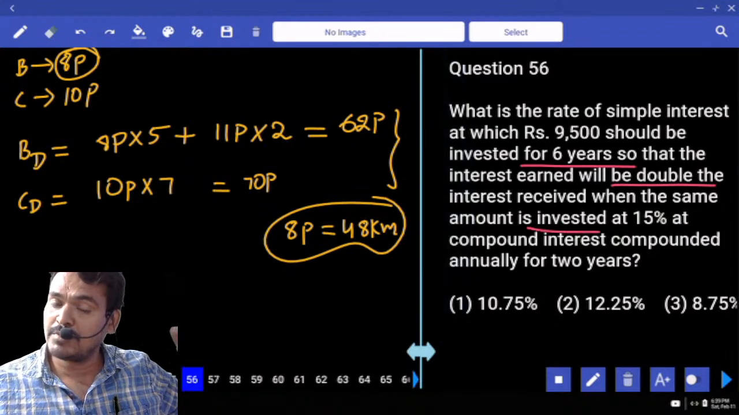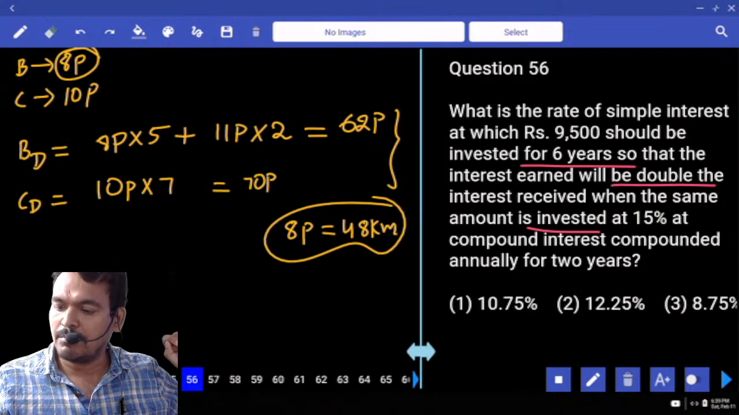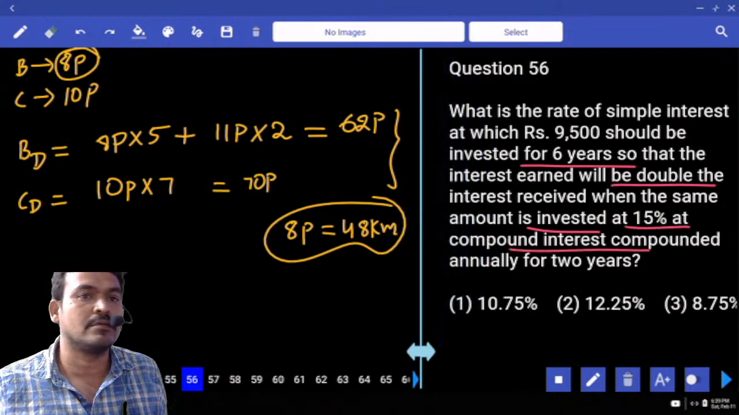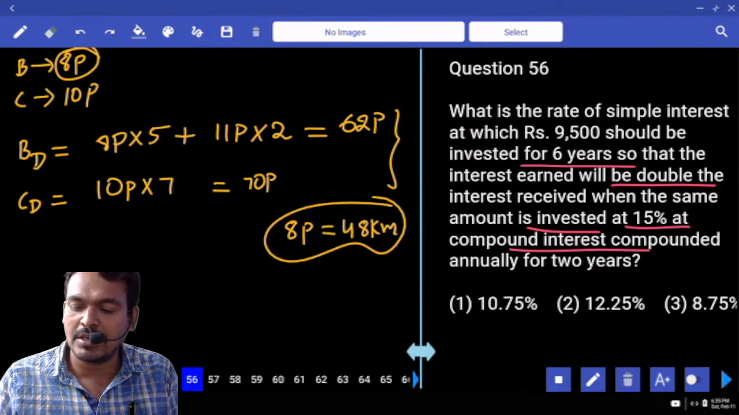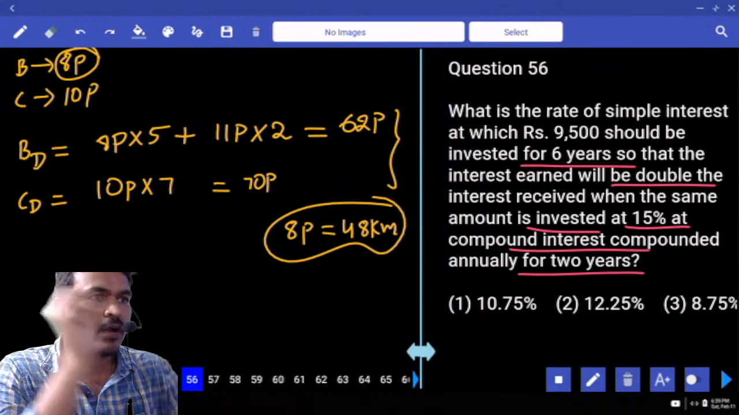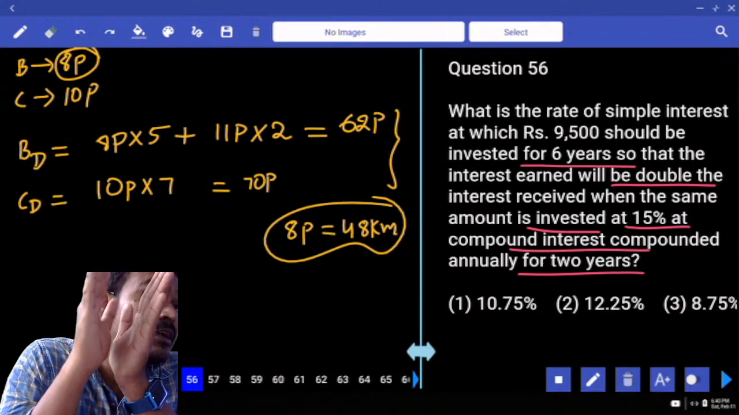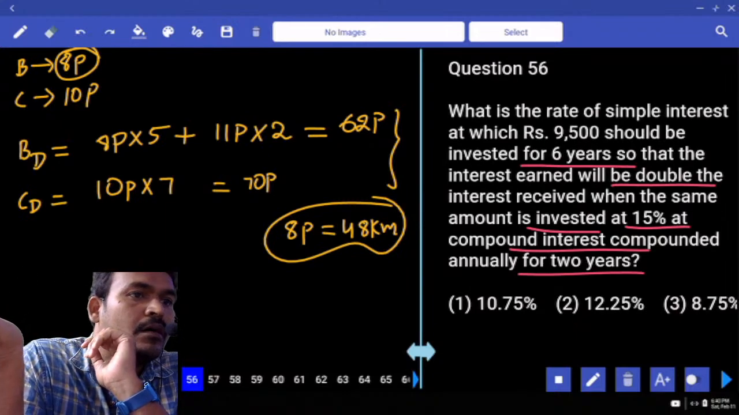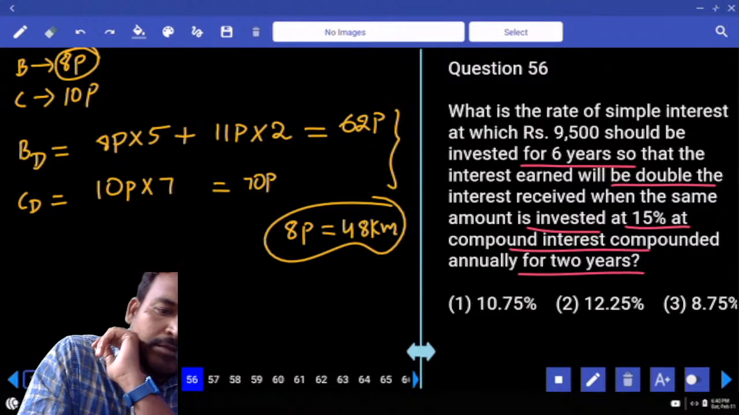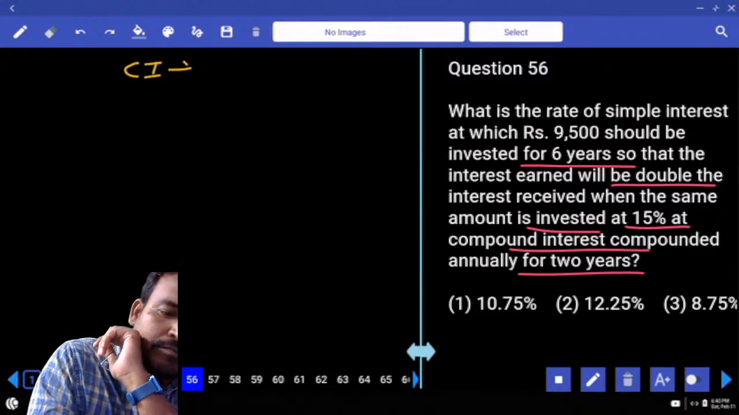But same investment or different investment? Same investment. But different rate of percent or same rate of percent? Different rate of percent for how many years? 2 years. Okay. First we need to identify the compound interest. Simple interest is double the which one? Compound interest. First we need to identify the compound interest value.